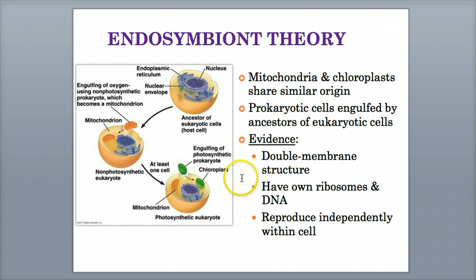But there's evidence that we could prove that, hey, mitochondria and chloroplasts, they had to be related. First of all, they both have that same double membrane structure. They both have their own ribosomes and DNA. And they both are sort of independent. They both have their own deal going on. So because both have membranes, both have ribosomes and DNA, and both sort of reproduce independently without any help of the rest of the cell, they're like, hey, these organelles have to have had the same origin or the same parent.